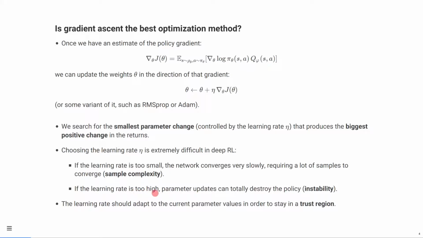If you take a learning rate which is too high and you have a deep neural network, then the parameter update could totally destroy your policy and learning would be unstable. So what we want to do is to use another optimization method where the learning rate is going to adapt so that you are not taking the risk of instability in learning. So we are going to try to stay in what is called the trust region. We are going to change parameters as much as we can without increasing too much the objective function.